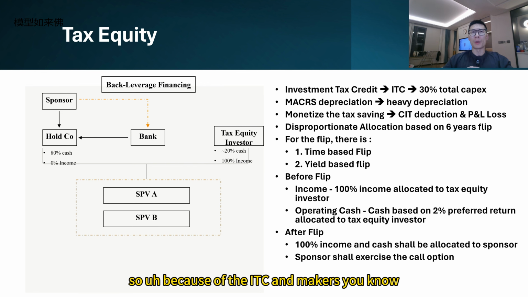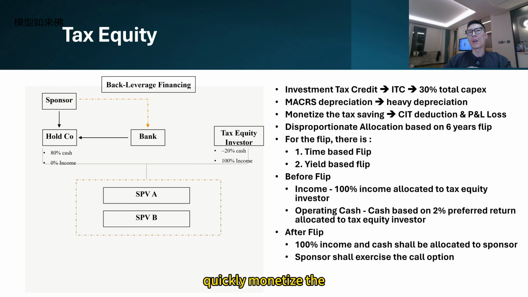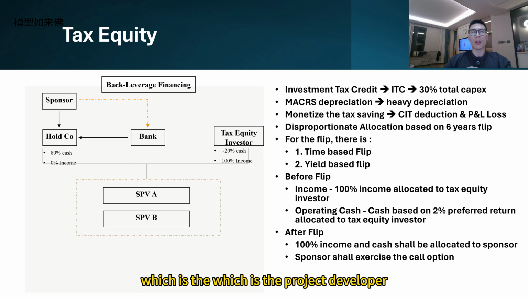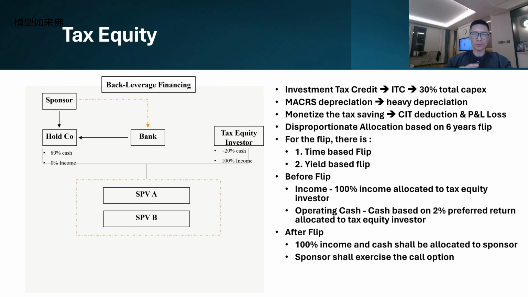Because of the ITC and MACRS, there is going to be a kind of investor which we name the tax equity investor. Those investors can quickly monetize the CIT payable immediately, which increases their return if they participate in the renewable energy sector. Another member is the sponsor, which is the project developer, which is easy to understand. So those are the two parties.